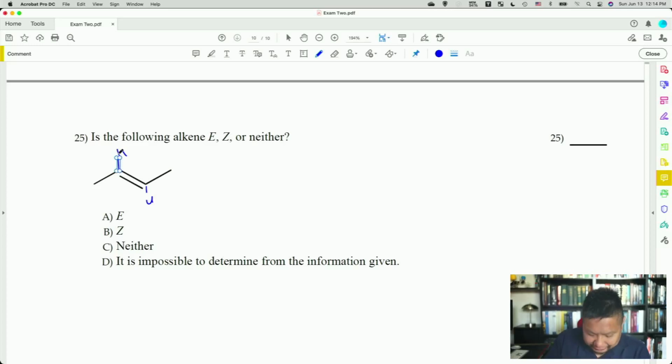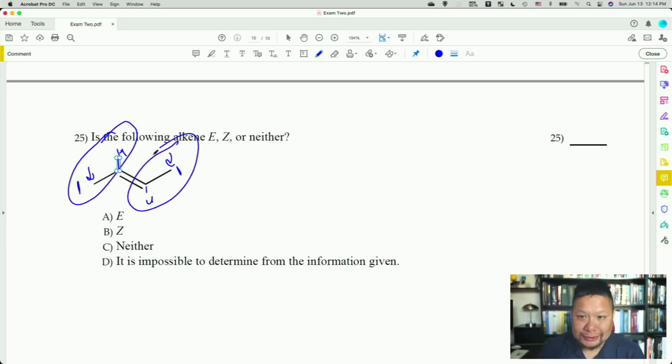Okay, so this is really easy because these are both H's, right? And so those H's are competing with a carbon right there. Carbon always gets the priority, so number 1 of this group and of this group, the ones are opposite each other. And your instinct here is to go with Z because Z looks like it, sort of. But no! In German, Entgegen means opposite, E. Okay? And Zusammen means together, Z. So the answer here is E.